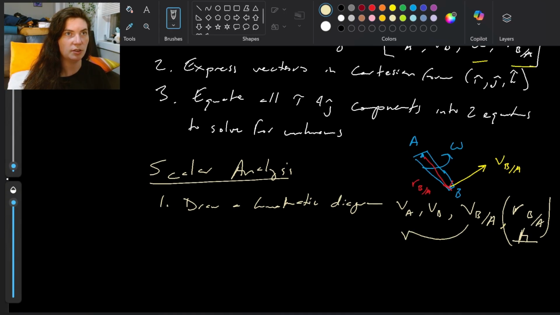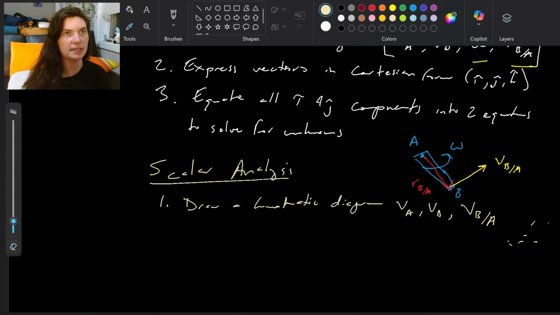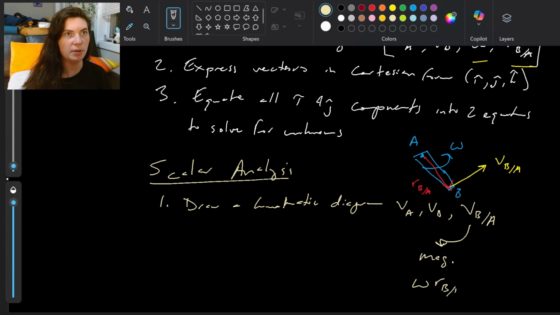I guess we could say, so VB, let me write this a little bit better. We're going to need our velocity B with respect to A, where the magnitude of this comes from omega times RB with respect to A, like just the values of omega times RB with respect to A, and the direction is perpendicular to R of B with respect to A.